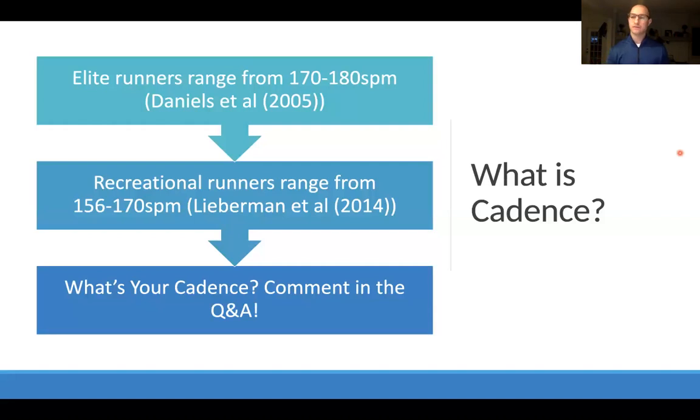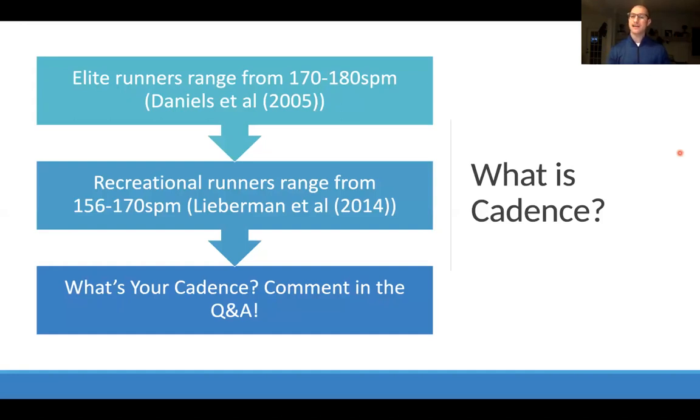You'll see a lot of different programs out there, good form running clinics, different things offered at running stores and different physical therapy clinics, that recommend you should increase your cadence to 180 steps per minute. Again, based on this research and the average for these runners, it's a reasonable and understandable metric to aim for, 180. Unfortunately, if you are at 150, increasing 30 steps per minute is a bit drastic.